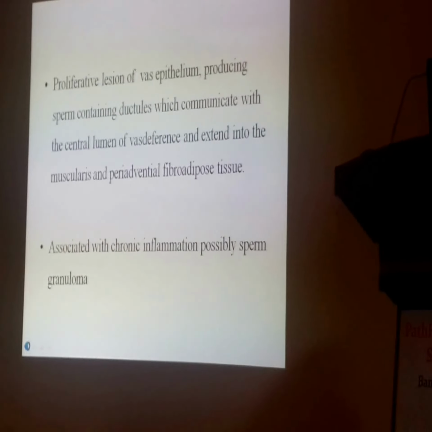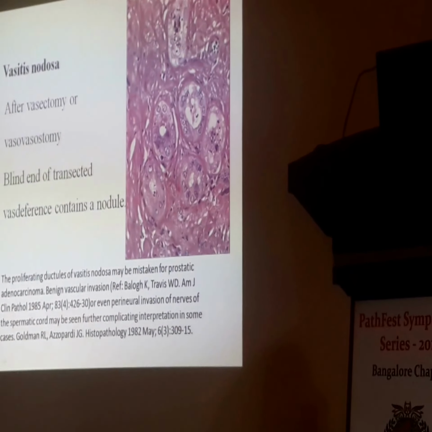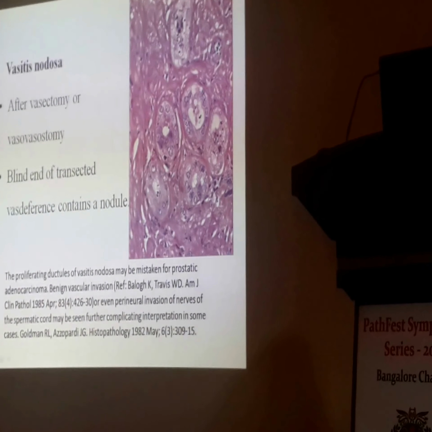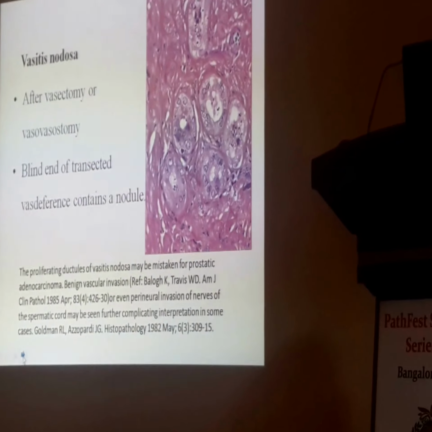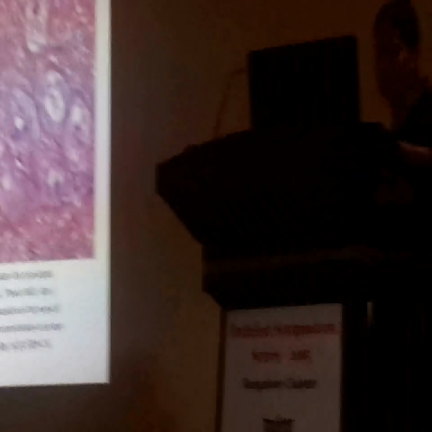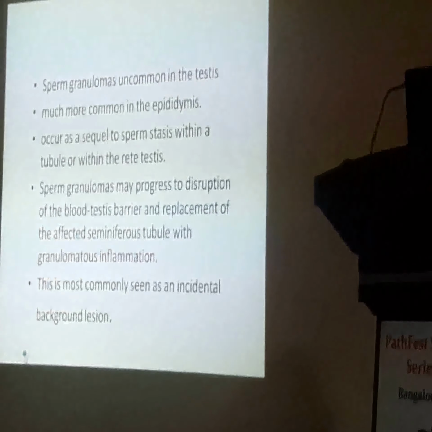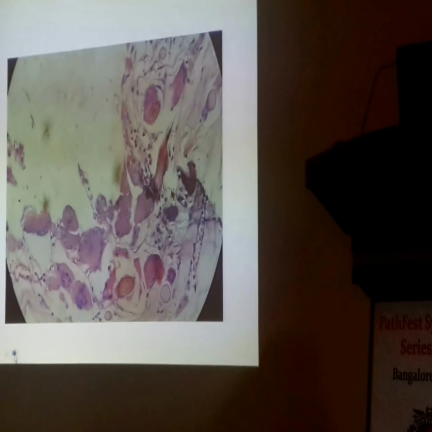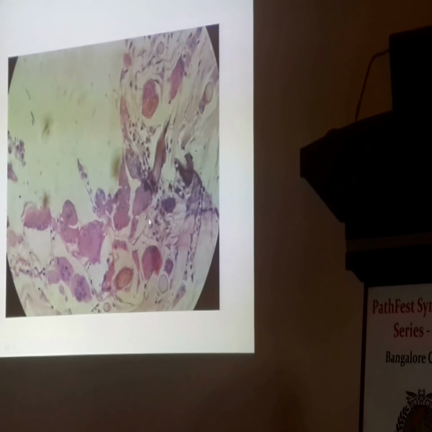This is one thing you need to know about vasitis nodosa. After vasectomy, the spermatic end of the transected vas deferens contains a nodule, and many times it mimics a lesion that is similar in the fallopian tube, salpingitis isthmica nodosa. Okay, now for you to identify this. What is it?